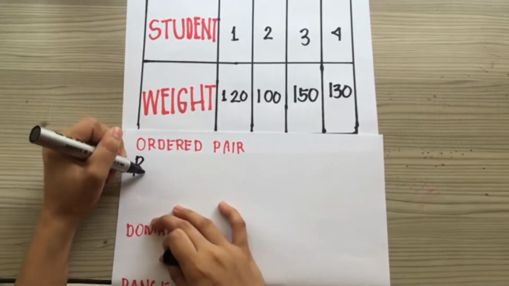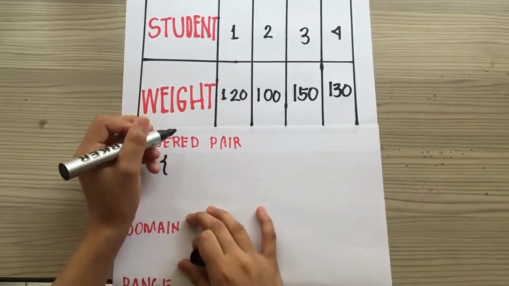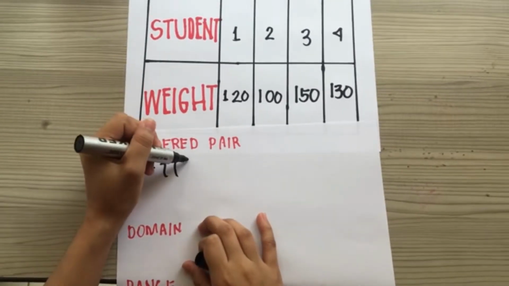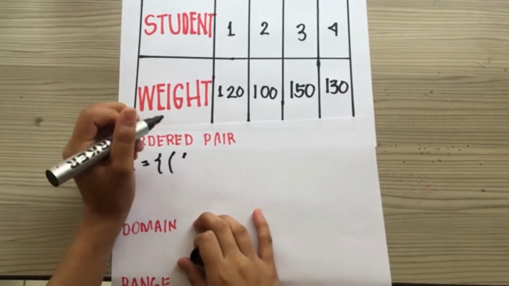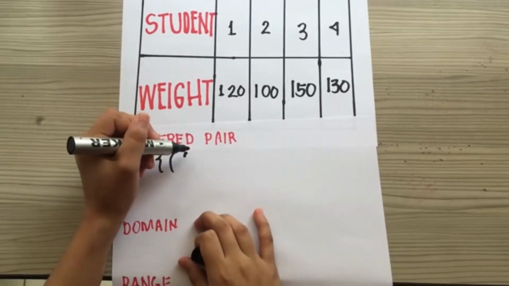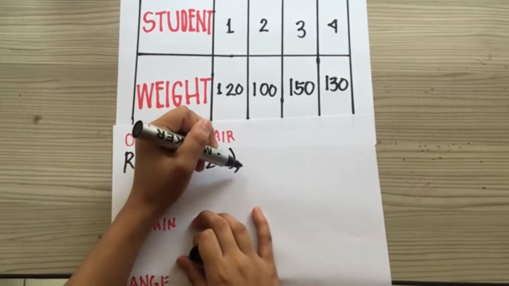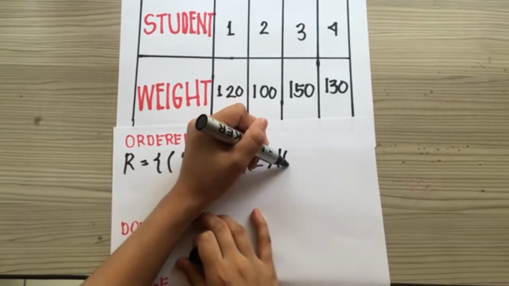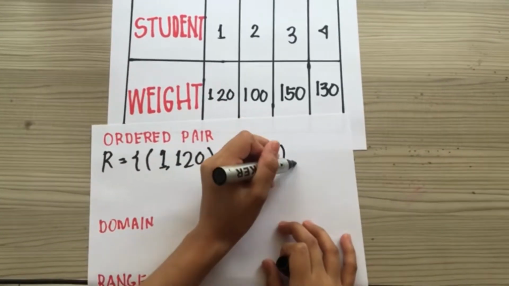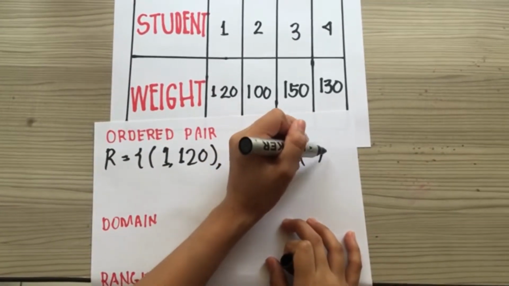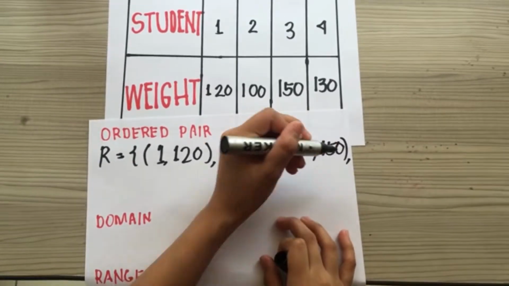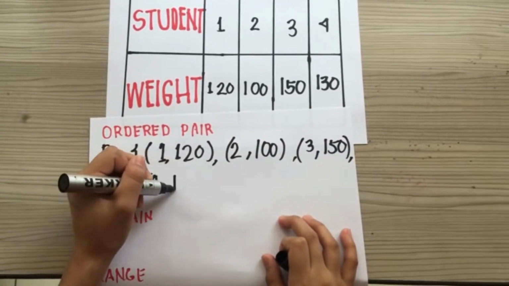If we let R be the set of ordered pairs from the weights of the students, the ordered pairs would be: the first is (1, 120), the second would be (2, 100), the third would be (3, 150), and the fourth would be (4, 130).